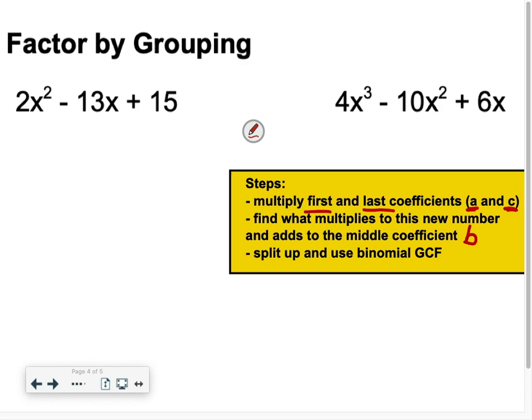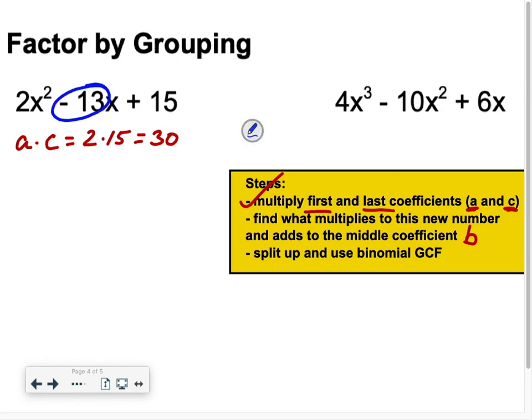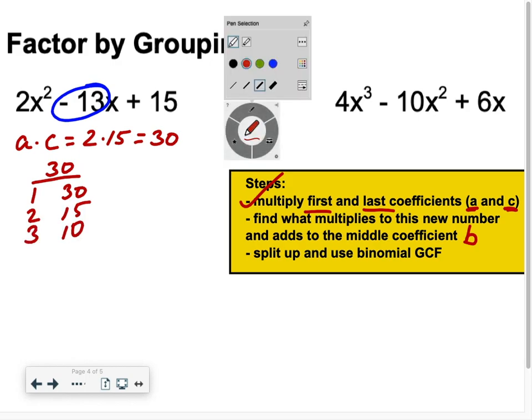Let's take a look at this first one. We're going to multiply the first and the last, so that's going to be A times C. That's 2 times 15. That's 30. Did the first step. I need to see what multiplies to 30 and adds up to the middle coefficient. My middle coefficient here is negative 13. So, factors of 30. I need 1 and 30, 2 and 15, 3 and 10.